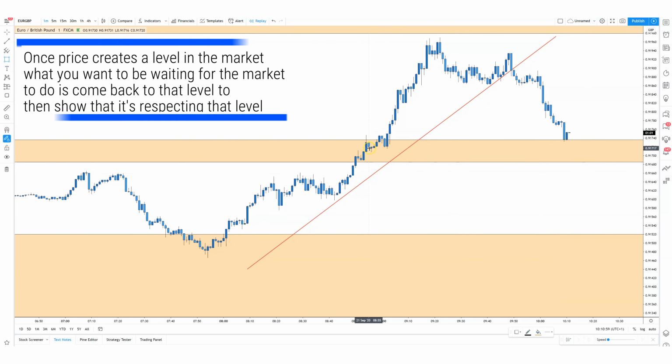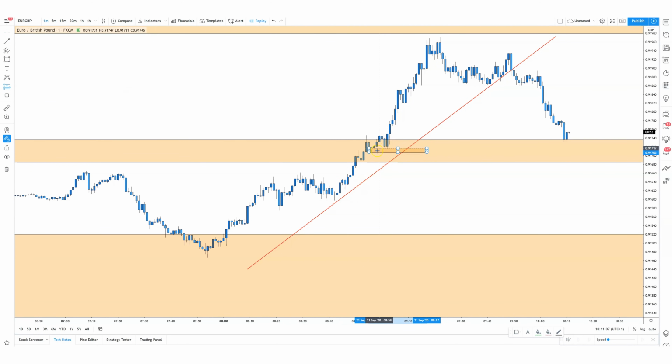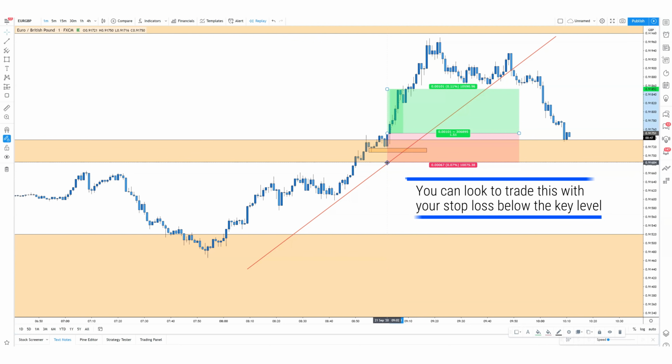Now, once price creates a level in the market, what you want to be waiting for the market to do is come back to that level to then show that it's respecting that level and that the bullish momentum's in your favor. Once you have that, you can look for your pin bars, engulfing candles, or however you trade, and then you can look to trade this with your stop loss below the key level.